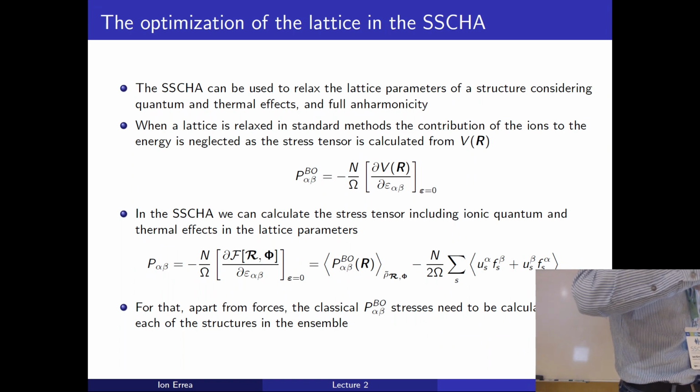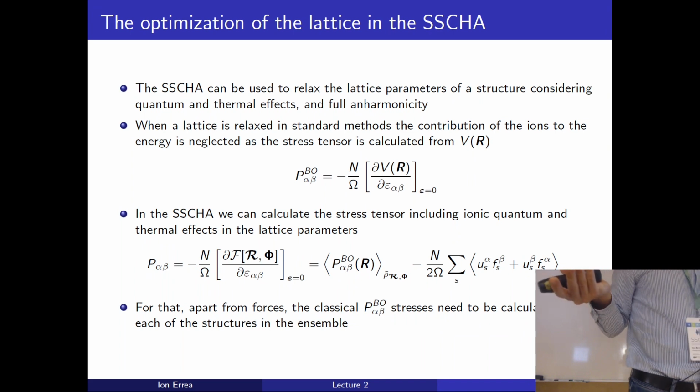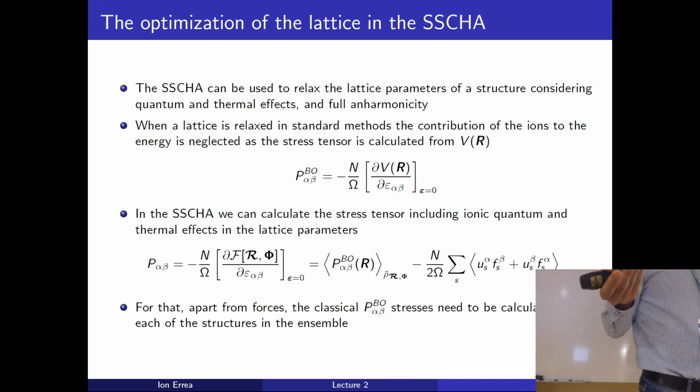And this pressure tensor is now temperature dependent because the free energy depends on temperature. It also includes all the effects of ionic fluctuations in the free energy, and in the calculation of the pressure, because the zero point energy has a contribution on the pressure as well.